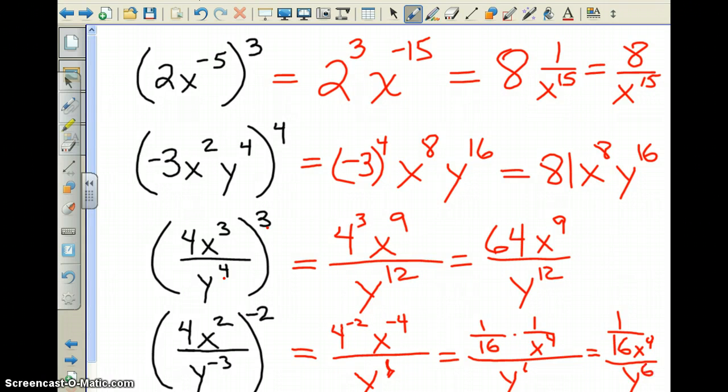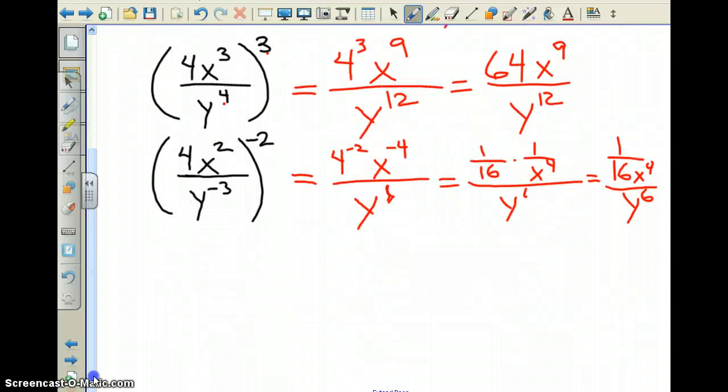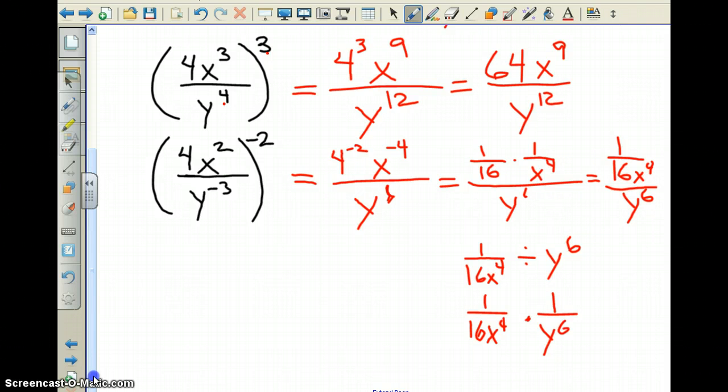And now we have a fraction inside of a fraction, so let's simplify that a little bit. This will be the same thing as 1 over 16x to the 4th divided by y to the 6th, which will really be 1 over 16x to the 4th times 1 over y to the 6th. So our final answer is going to be 1 over 16x to the 4th y to the 6th.